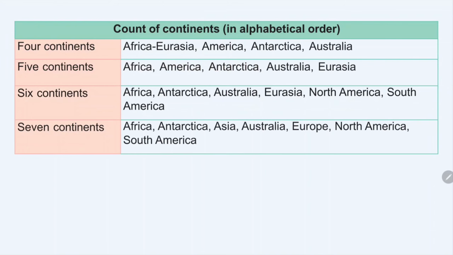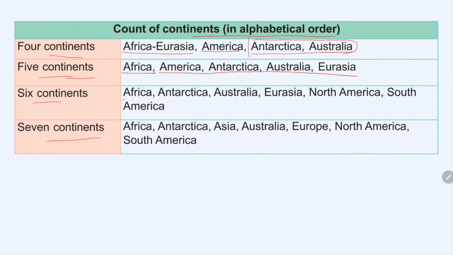So here we have the count of continents in alphabetical order, that is 4 continents, 5 continents, 6 continents and 7 continents, okay. So 4 continents, how? Africa and Eurasia together as one, and America, Antarctica and Australia. See, Antarctica and Australia will be separate every time, you cannot merge them. Again 5 continents, how? Africa is separated from Eurasia again: Africa, America, Antarctica, Australia and Eurasia.